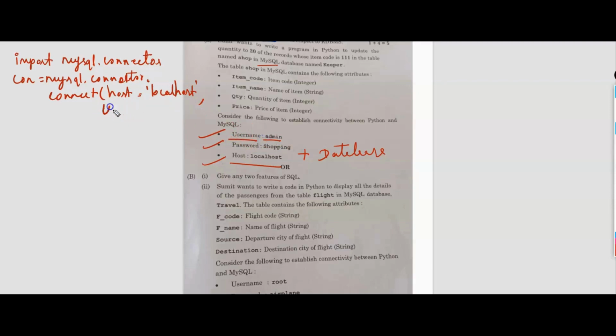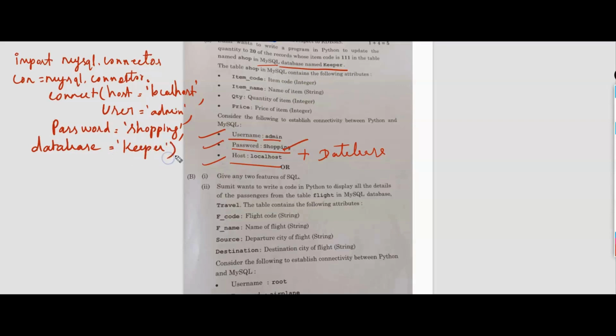and username, that is your admin. You can just write user is equal to admin in the quotation marks, comma, and the next one is your password, which is given here as shopping. You can write shopping inside the quotation marks, comma, and you should not miss the database as the last parameter here. The database which is given here is the database named keeper. You should write that here, keeper, and close this.